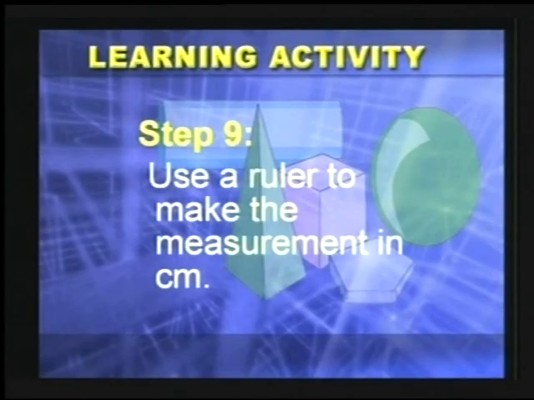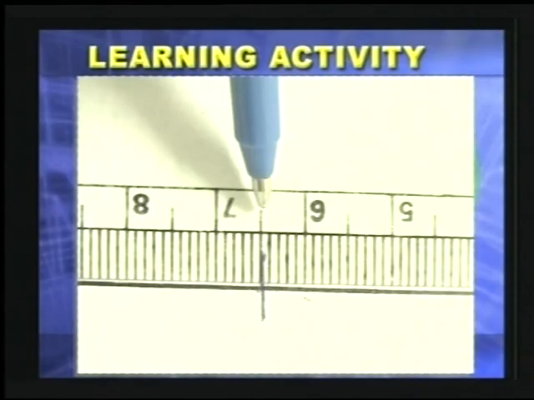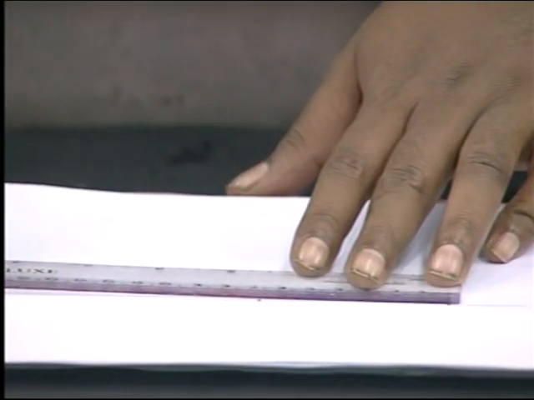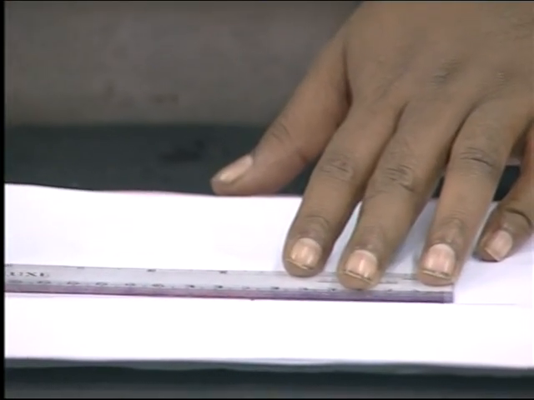Students, the next step is use a ruler to make the measurement in centimeter. So you get your ruler, and then you try to find the measurement by putting the ruler on the paper. The starting point should be the 0, and then the finishing point.